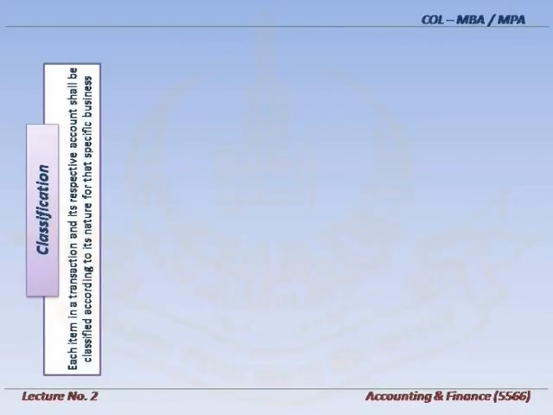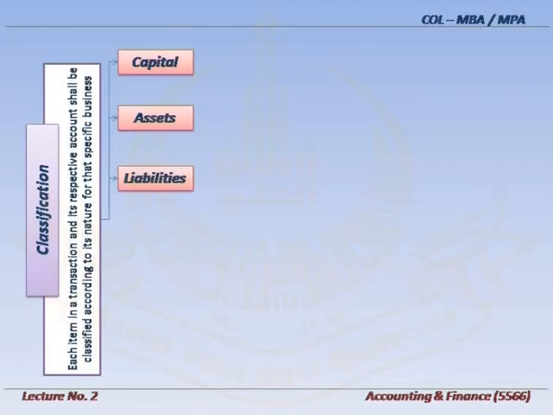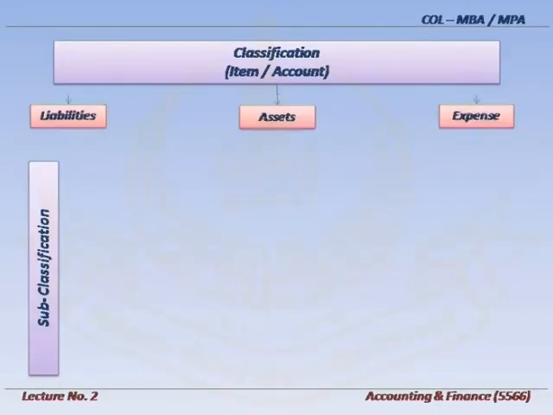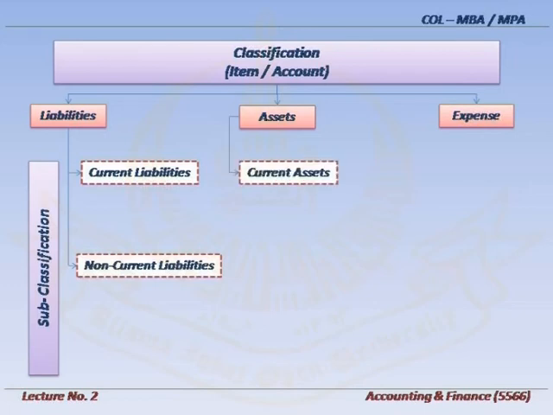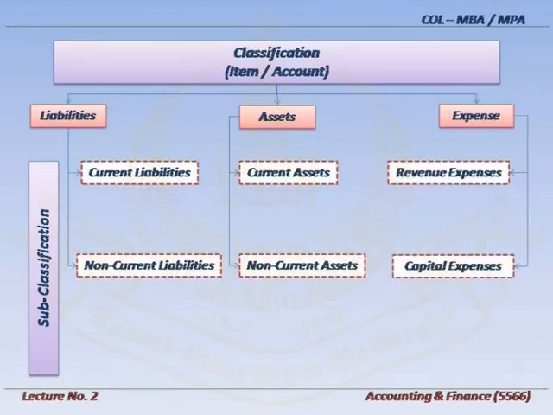in detail later on. At the end of today's lecture, we have a look at what we have learned in this lecture. In the beginning of this lecture, we discussed the classifications, capital, assets, liabilities, income and expense in detail and explained all these with the help of examples. After this, we learned the subclassification of liabilities, assets and expenses. Liabilities and assets can be subclassified into current and non-current liabilities and assets respectively, while expenses can be subclassified into capital expenses and revenue expenses.